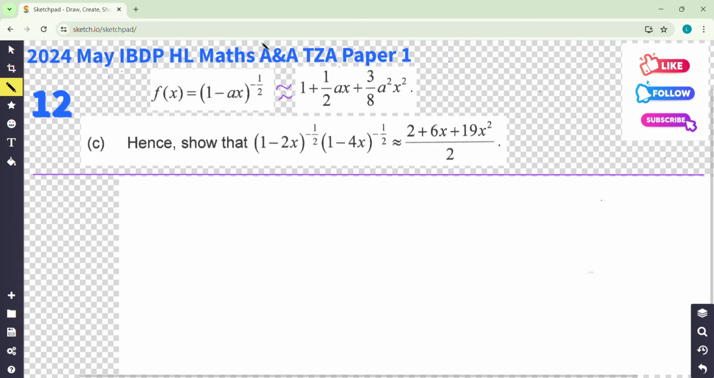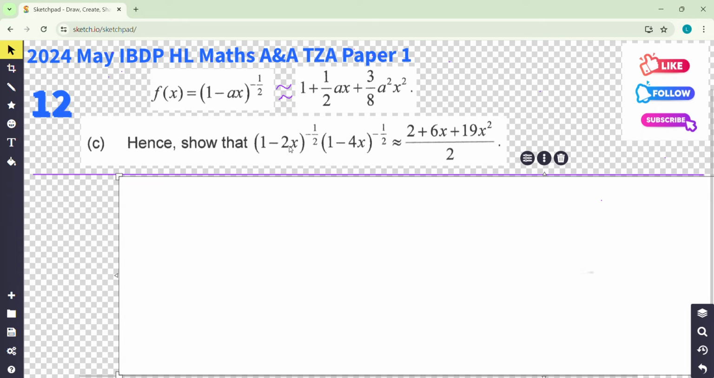Welcome back, everybody. Now we are at 12C, Part C. And then we have this approximation in Part B already. Enhance that so that 1 minus 2x and 1 minus 4x can be approximated as this one. How to relate these two? Just a different choice of alpha, right?